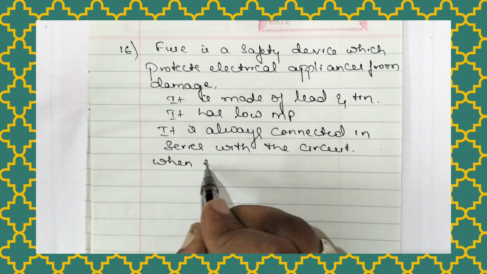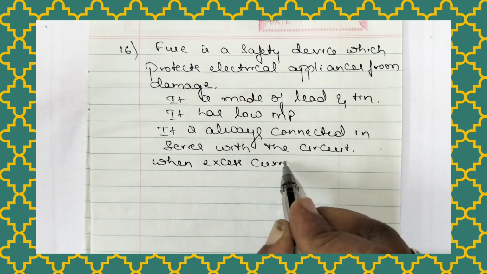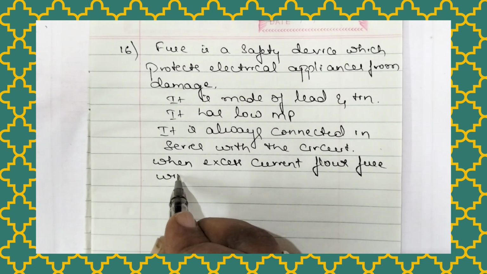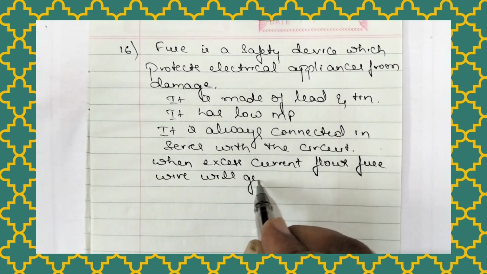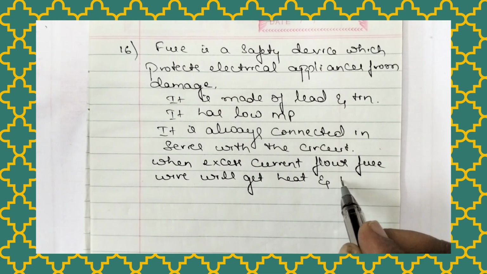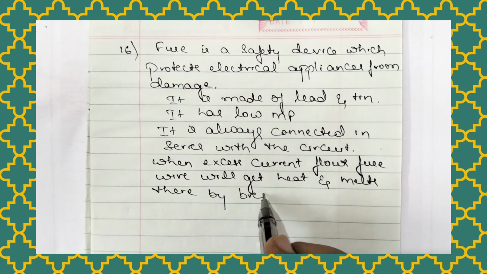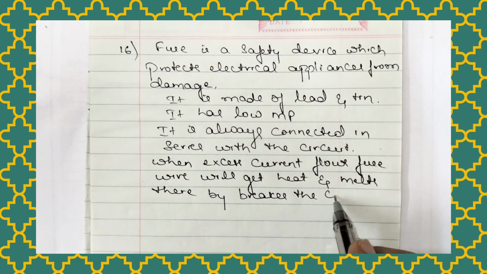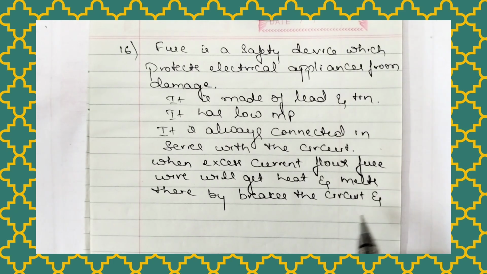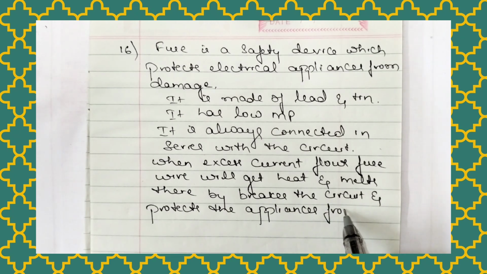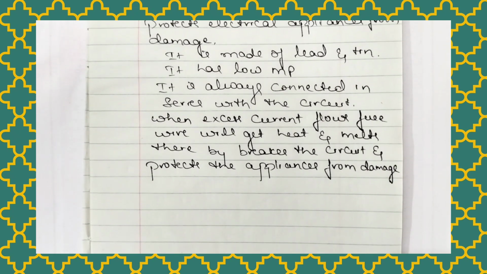When excess current flows, the fuse wire will get heated and melts, thereby breaking the circuit and protecting the appliances from damage. So this is the function of the fuse wire.